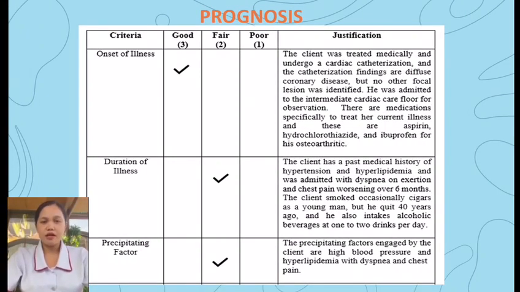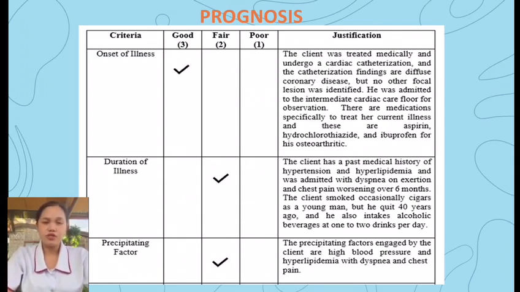First criteria is the onset of illness. We categorize it as good, which is 3, because the client was treated medically and underwent a cardiac catheterization, and the catheterization findings are diffuse coronary disease, but no other focal lesion was identified. He was admitted to the intermediate cardiac care floor for observation.